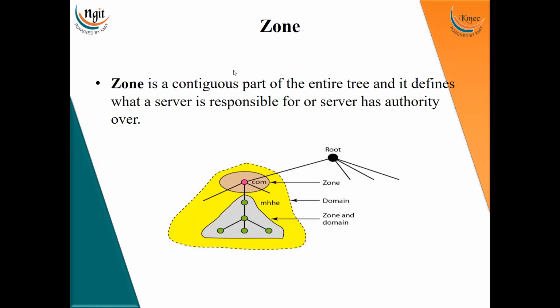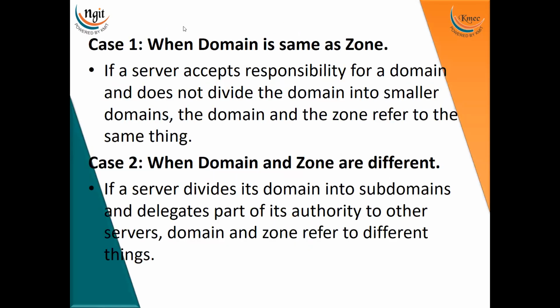Now, when we are working with this domain name system, we should learn about what is meant by a zone, and where we should use this zone. Zone means what? It is a contiguous part of the entire tree, and it defines what a server is responsible for or has authority over. Now, in this, we should learn about two cases: one is when domain is the same as zone, and the other is when domain and zone are different.